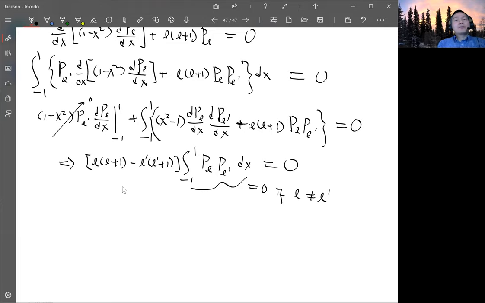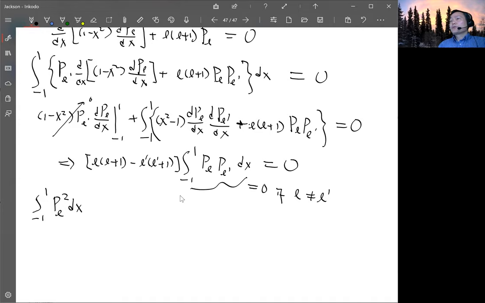Now we know that the normalization is determined by the integration from minus 1 to 1 of P_l squared dx. What is this one? In Jackson, he found this constant by using the Rodrigues formula. That's not the only way to do it. In fact, because we have already used the Rodrigues formula to derive a bunch of recurrence formulas, we can use the recurrence formula to find this constant, and maybe it's a little easier.